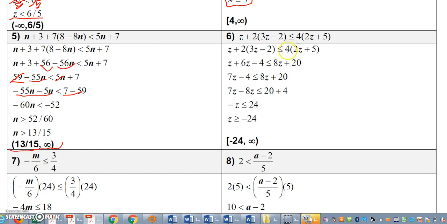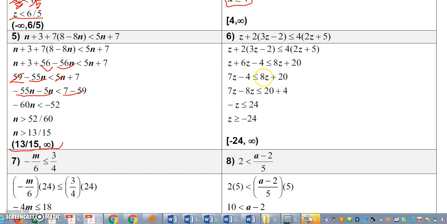Over here I'm going to distribute the 4. 4 times 2z is 8z. 4 times 5 is 20. Okay, so now what I want to do is combine like terms. So I have z plus 6z, that gives me 7z minus 4 is less than or equal to 8z plus 20.